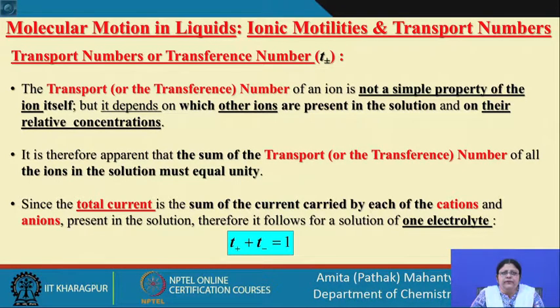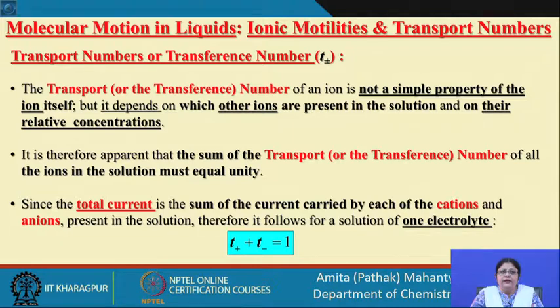Okay. So, therefore, it is apparent the sum of the transport properties of all the ions in the solution must be equal to unity. That means, if I am talking about an electrolyte system which is giving rise to one type of cation and only another type of anion, that means I am talking about a solution system where I have only one electrolyte, then the total current which is going to be carried by the ions will be the individual contribution of the cation and the anion.